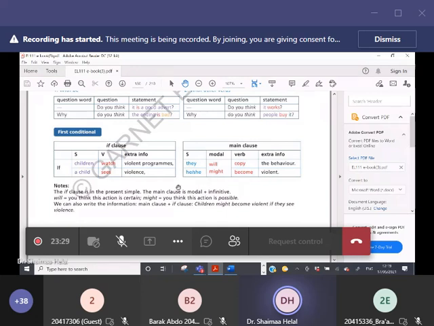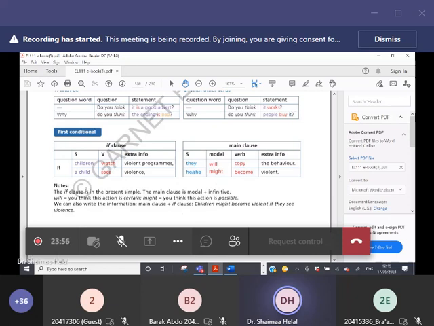And we are following the rule. Don't forget the comma. If a child sees violence, comma, he or she might become violent. So in the first conditional, we have an if clause and a main clause. In the first conditional, we are going to use the present simple, and then in the main clause, we are going to use the modal plus the infinitive. What is the difference between will and might?